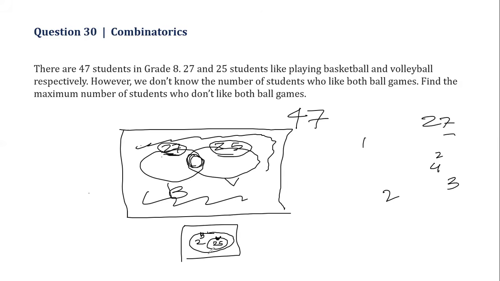So we now know that the total number of people who like a ball game would be 27. Since there are a total of 47 students, we're sure that the number of people who don't like any ball games would be 20. So yes, the answer is 20. I'm sorry for that, guys.